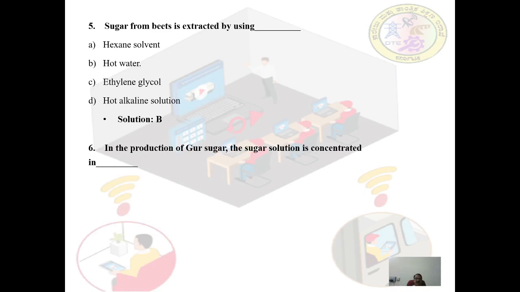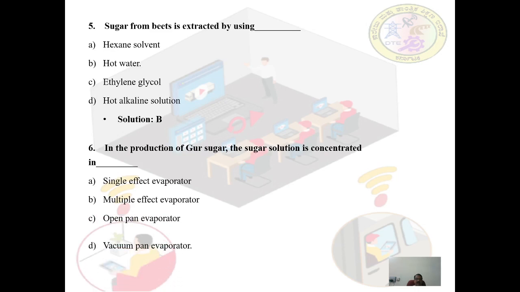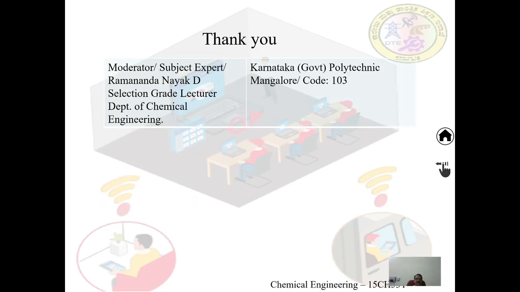Sixth one, in the production of gur sugar, the sugar solution is concentrated in dash. Options are A, single effect evaporator, B, multiple effect evaporator, C, open pan evaporator, D, vacuum pan evaporator. Option C is the right answer, open pan evaporator. Thank you.